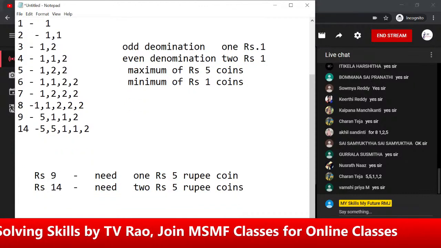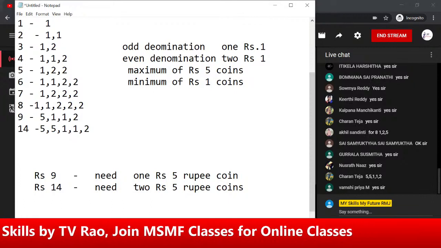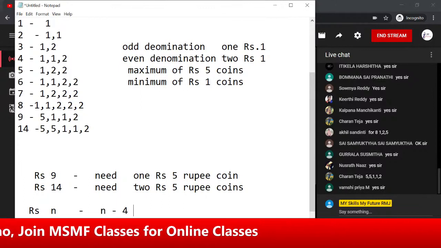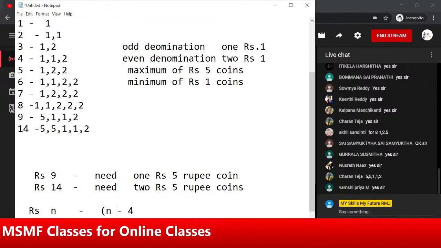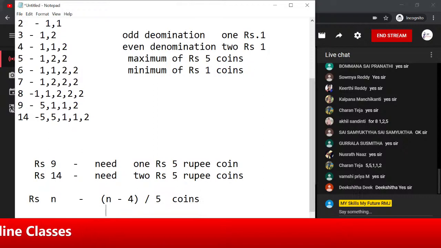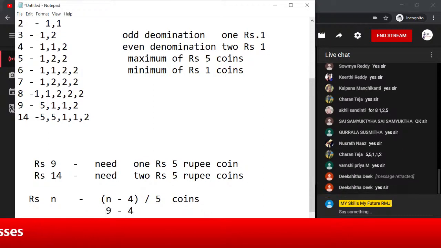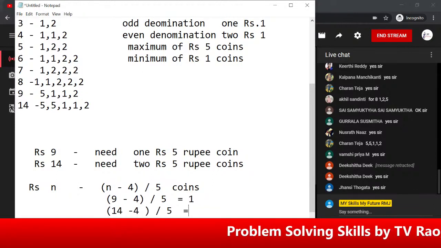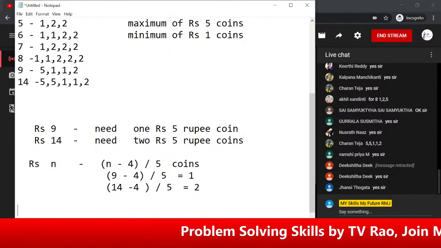Okay. Now, if you observe very clearly, to pay n rupees, you need (n minus 4) by 5 coins. Take integer division. I'll apply it. Say 9 minus 4 by 5. If you take integer division, this is 1. Now 14 minus 4, by 5. You get 2. So one logic is derived.